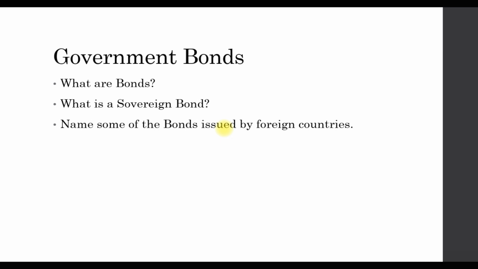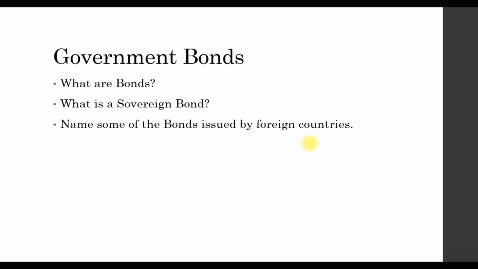So here we see what are bonds, what is a sovereign bond, and name some of the bonds issued by foreign countries. So what are bonds? Bonds are usually issued by the government or the corporates. It is a debt instrument whereby the company issuing the bond borrows money from the investors, where the investors receive a monthly interest payment by way of coupons or coupon payments, and towards the end of the tenor of the bond receives the bond's face value.